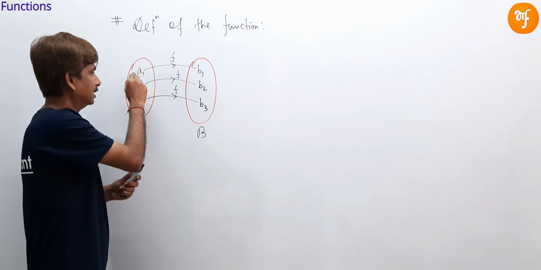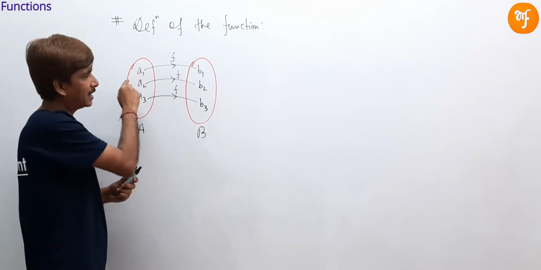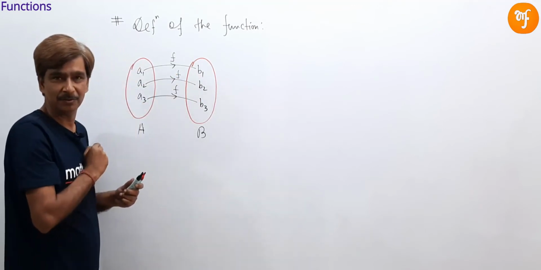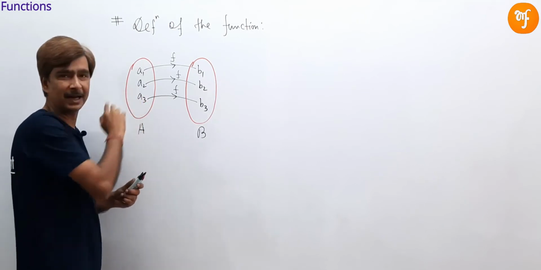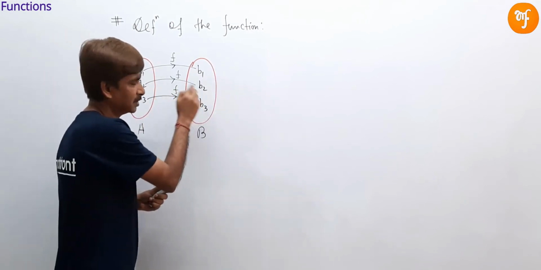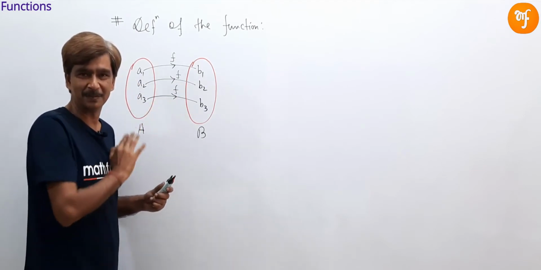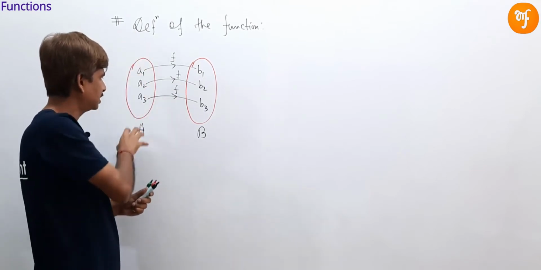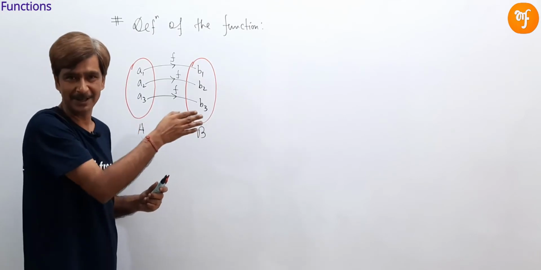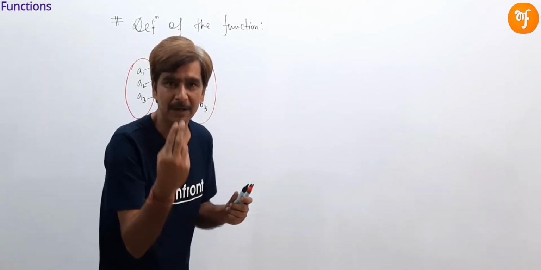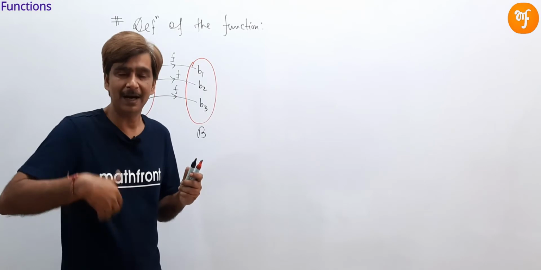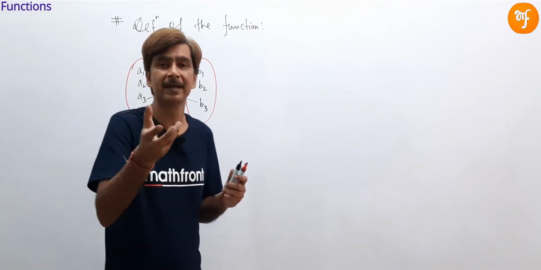That is, the domain element a1 has only one image, which is b1. Similarly, domain element a2 has only one image, which is b2. Domain element a3 has only one image, which is b3. And every element of the domain set has an image. So these are two main important conditions for our relation to become a function.